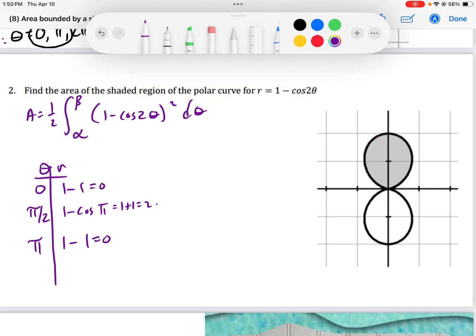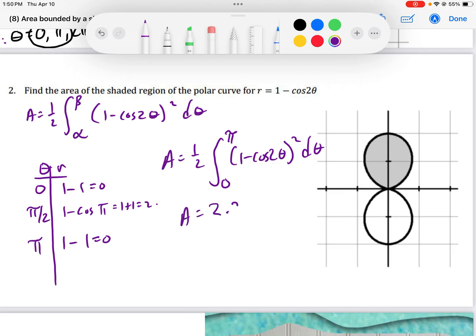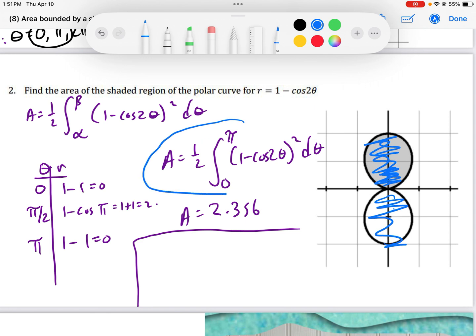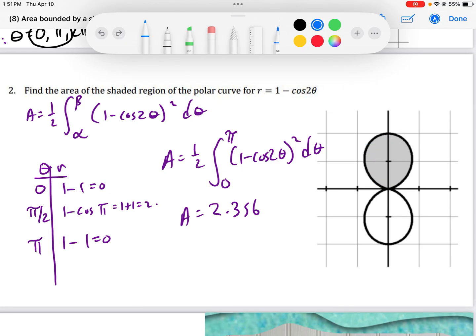All right, so what are we doing? I'm going to say the area is equal to 1/2 the integral from 0 to pi of 1 minus cosine 2 theta squared d theta. Plug this into my calculator, I would get 2.356. Now, if it asked me to find the area of the whole shaded region, I could do this same thing and just multiply whatever I get by 2. So keep that in mind. Anytime you can use symmetry, find one region and then double it or triple it. Do what you need to do since it's symmetrical.